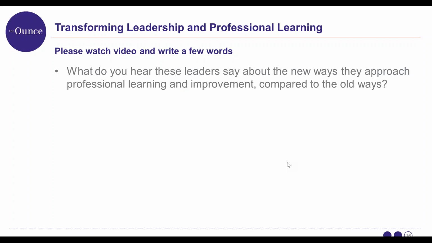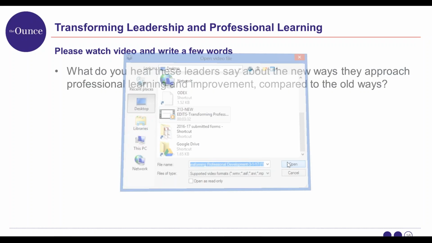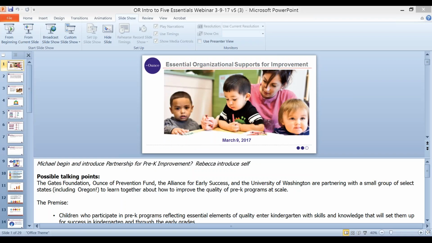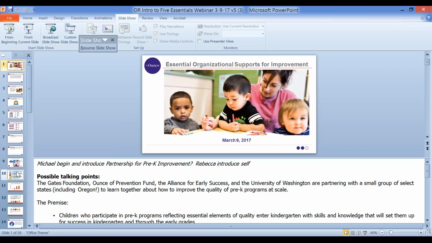So I was wondering, what did you hear these leaders say about the new ways they approach professional learning and development, or professional learning and improvement, compared to the old ways? If you could just write a few words in the chat box about the kinds of things that you heard.